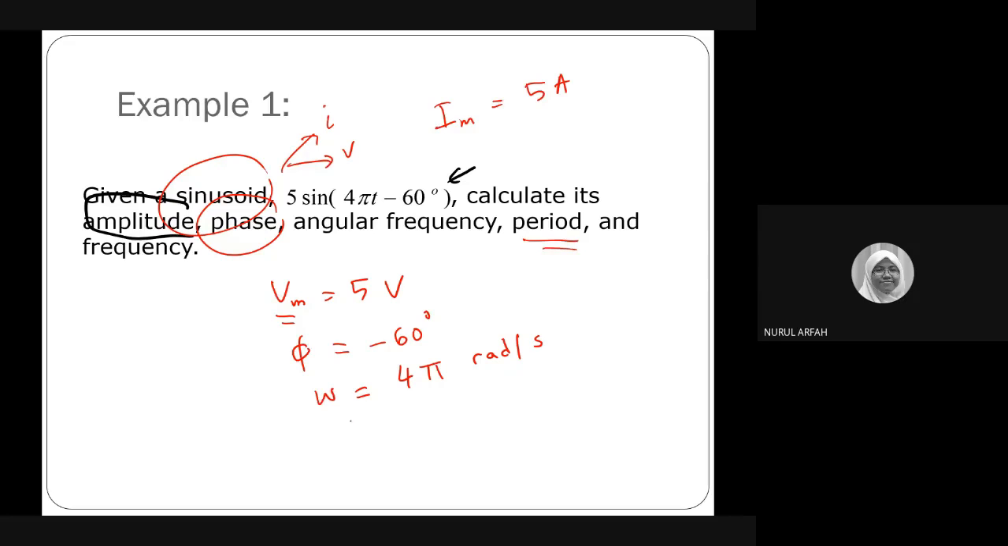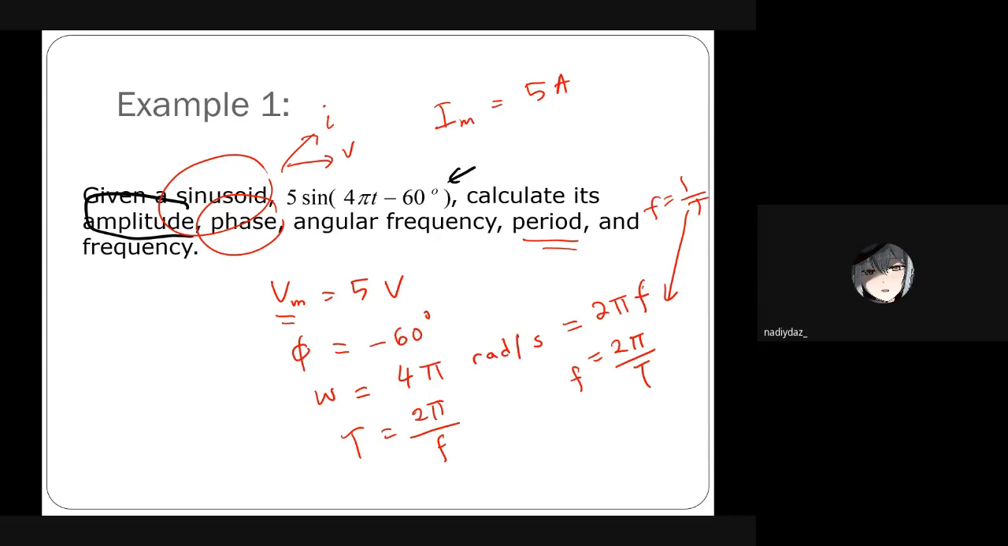And what about period T? You know that angular frequency is 2 pi f, right? So how do you find this? And you know that frequency is equal to 1 over T. You can find it from this, just substitute into f here, then you're going to have this. So what is your period? Period is 2 pi divided by the angular frequency.